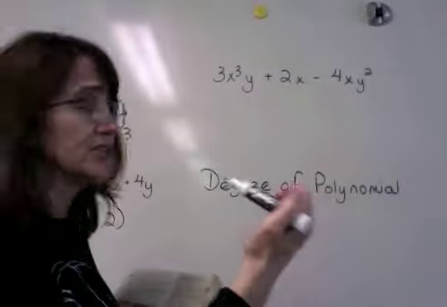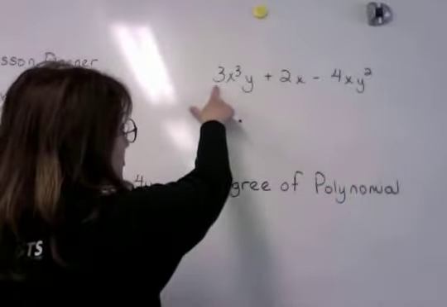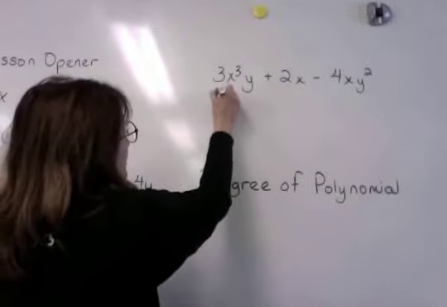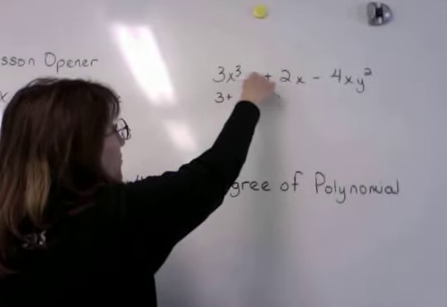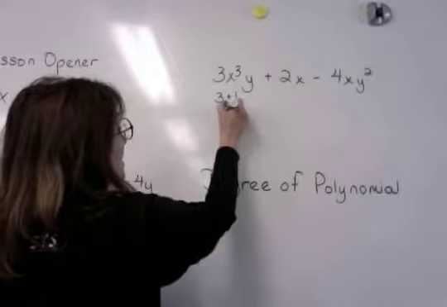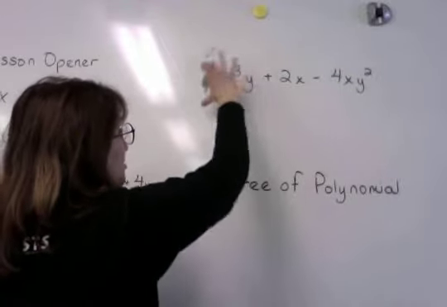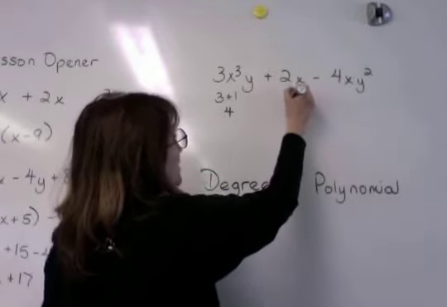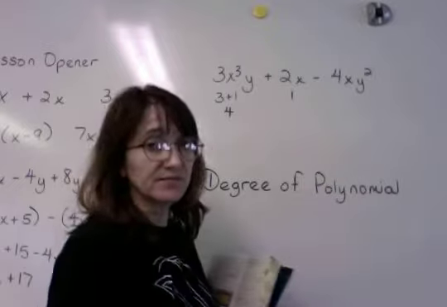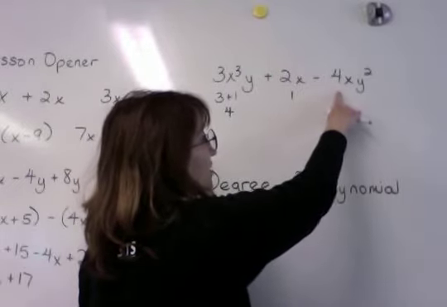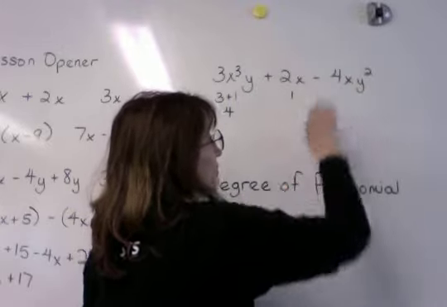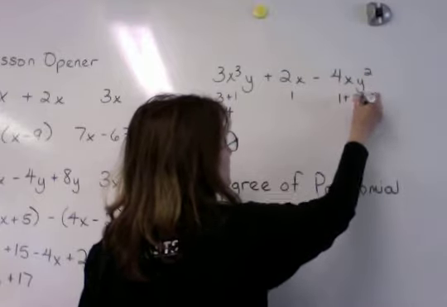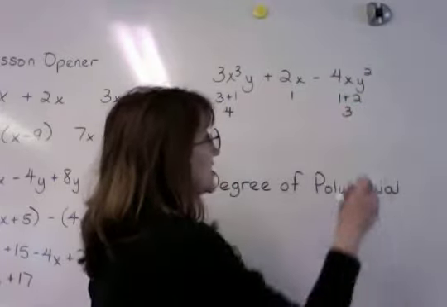Now let's look at the degrees of each one of those terms. So the degree for this 3, there's nothing. That's a constant. The degree for this one would be 3. The degree or the power for that y would be 1. So that makes the total degree for this term 4. This one right here, the 2 is nothing. The x has a 1. So the degree for 2x would be 1. Now we go over to the negative 4x with y squared. The degree for 4 is nothing. X is 1. The degree for y is 2. Add those together, and the degree for that one is 3.